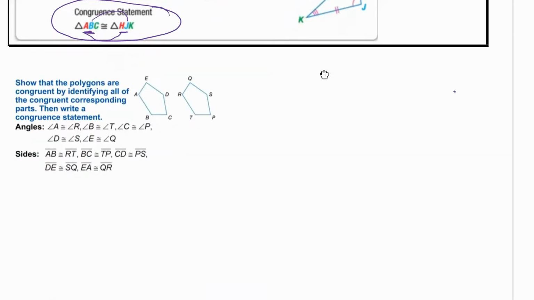Looking at the first example, it asks us to show the polygons are congruent by identifying all the congruent corresponding parts and write a congruent statement. So in a problem that asks you to do this, you have to list all the angles that are congruent and then all the sides that are congruent. If we're looking at this, it tells us that angle A is congruent to angle R, angle B is congruent to angle T, angle C is congruent to angle P, D is congruent to S, and E is congruent to Q.